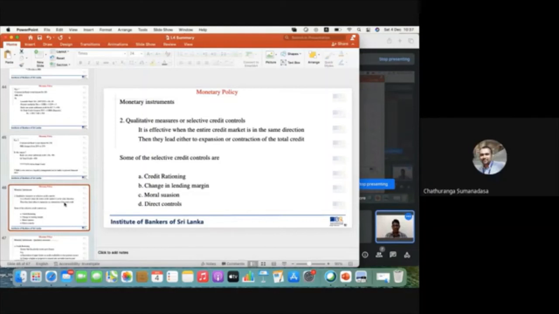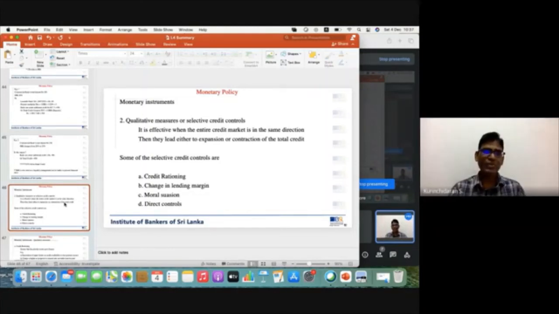Okay. So up to now, we have seen quantitative measures. One is open market operations. The other one is bank rate or discount rate. The third one is SRR. These are quantitative measures. And as I said, sometimes they may be ineffective, right? You cannot change the bank rate every time, because when you change the bank rate, all these net worths change. Then you cannot have that kind of market. And you cannot change the SRR every time either.